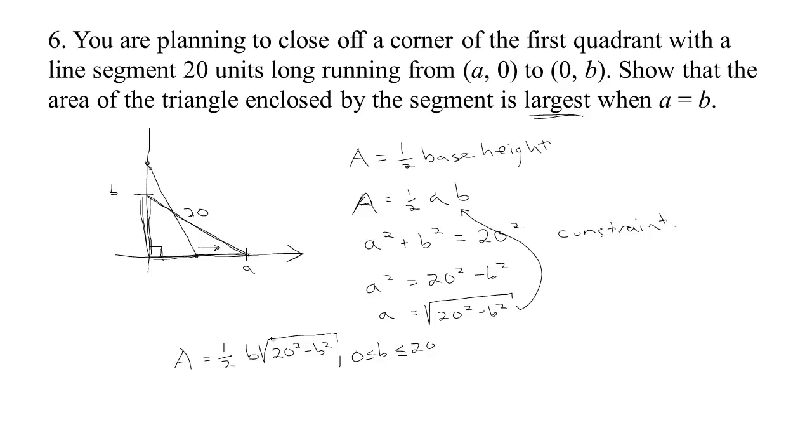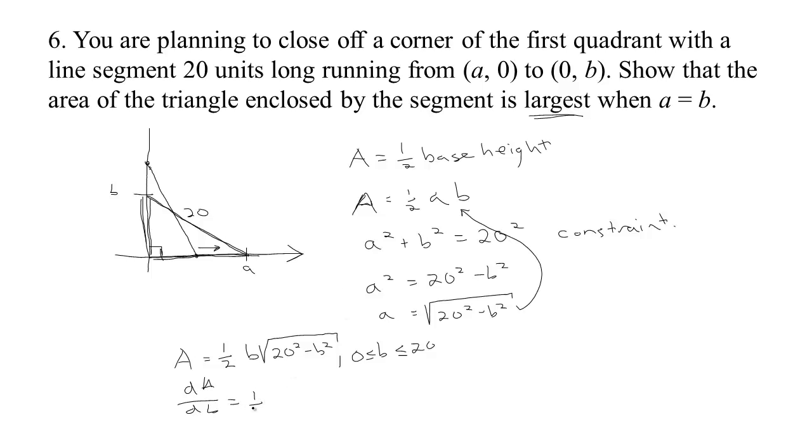Since this is a continuous function on a closed bounded interval, we know that if there's going to be an absolute max and an absolute min, it's going to occur at one of the endpoints or at a critical point in between. Now we see the endpoints certainly don't maximize area, because if b is 0, then there's no area. On the other hand, if b is 20, then a is 0, so we get 20 squared minus 20 squared is 0 there, which wipes out the area. So we're pretty sure the max is going to be at a critical point in between. So let's calculate dA/db and see what we get.